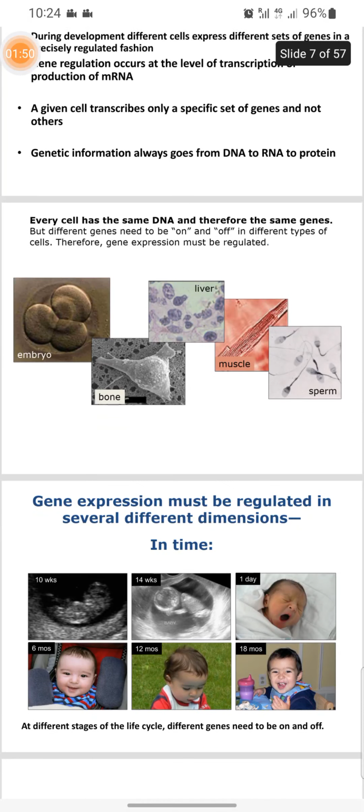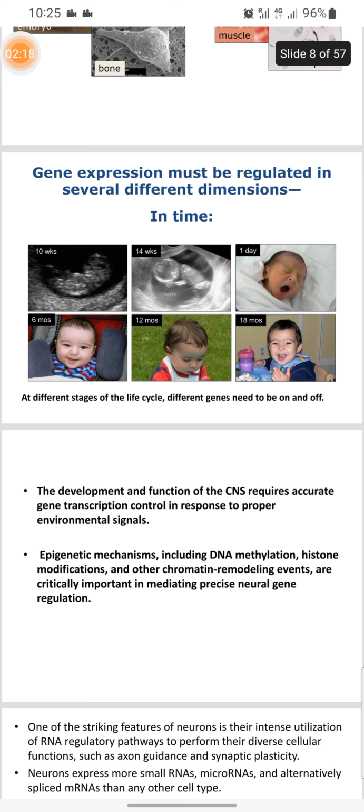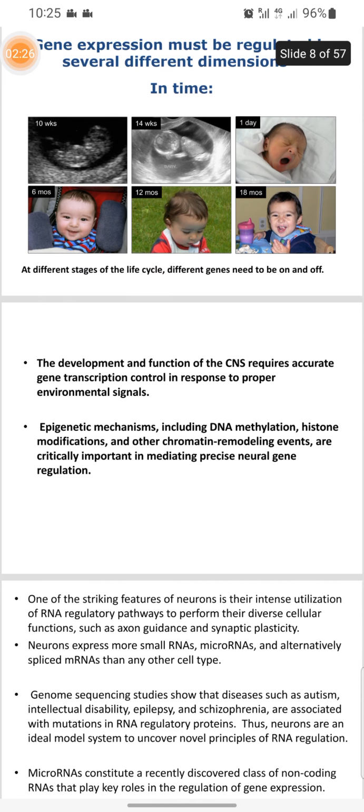Every cell has the same DNA, and therefore the same genes are turned on or off. For example, for the liver, gene regulation occurs only when the genes related to the liver are active or may be turned on. Therefore, gene expression must be regulated at that point. Gene expression must be regulated in several different dimensions in time, like there are different stages at different times. They are active, or on, or they may get turned off at that time.